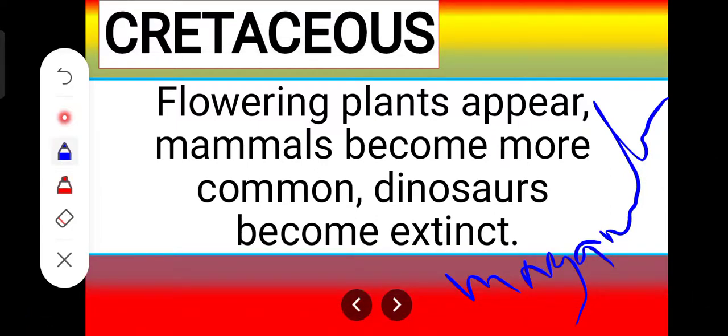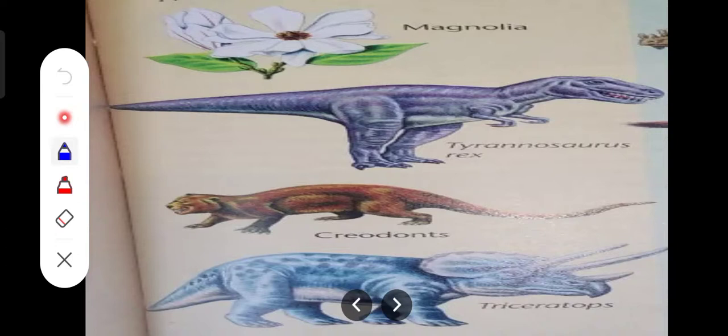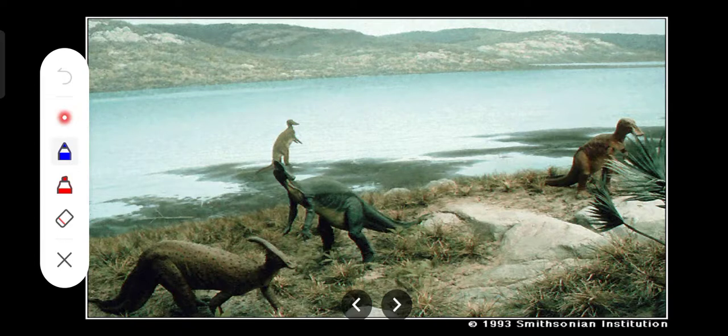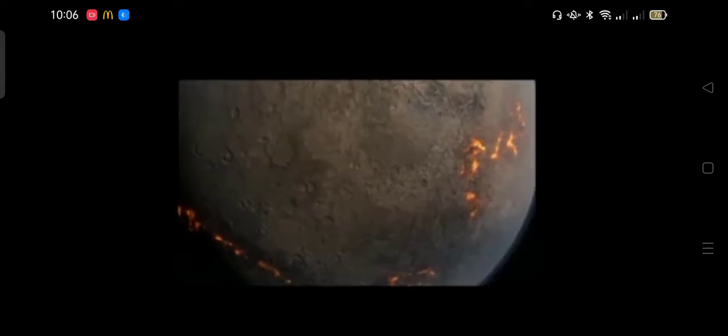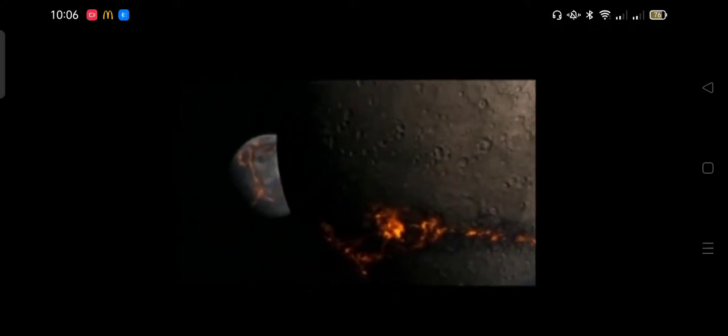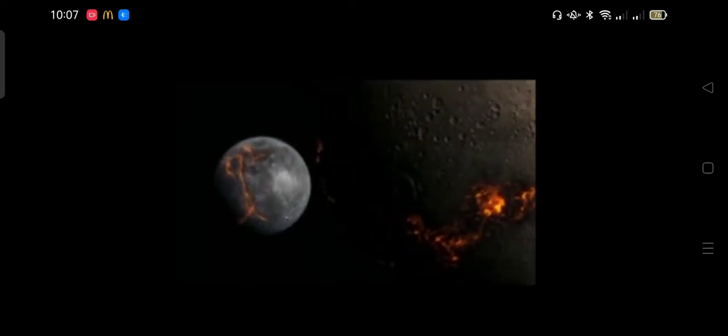Magnolia. Take note that under Cretaceous, dinosaurs become extinct. There is a mass extinction of dinosaurs. So, watch this illustration or this simple video again to know what happened and why these dinosaurs become extinct. So this is what happened that resulted in the extinction of the dinosaurs during the Cretaceous period.